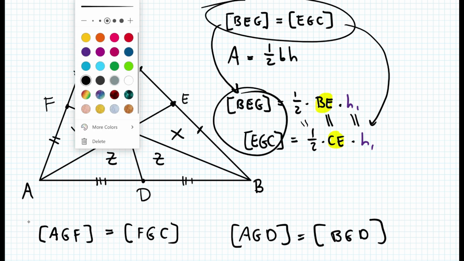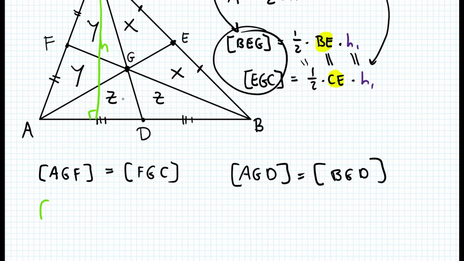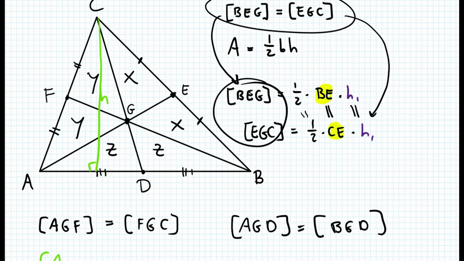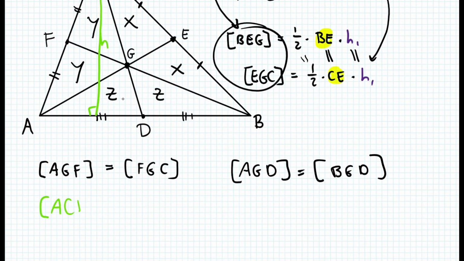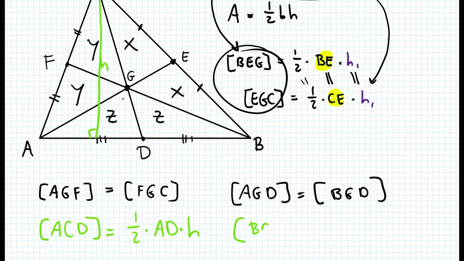Again, let's draw an altitude here. Let's say you draw the altitude from C like that. Okay. So if you call this H, and now let me use the same color, you have triangle ACD, okay? That has to be equal to 1/2 times the base, which is segment AD times H, okay? And similarly, we have triangle, let's call it BCD. That is 1/2 times the base of BD times the height H.